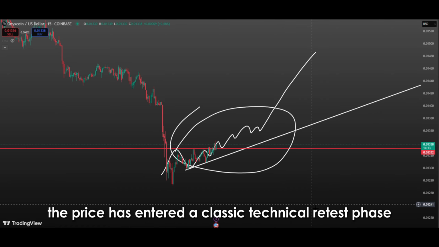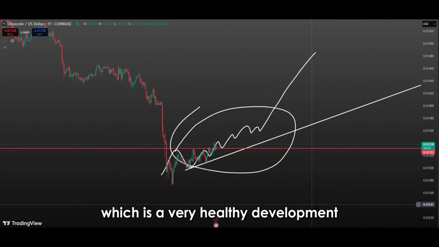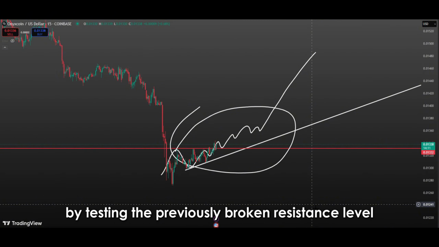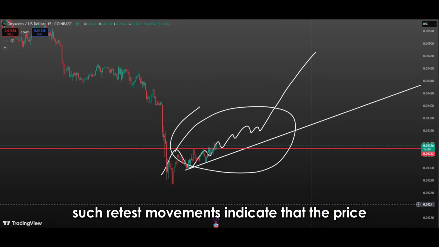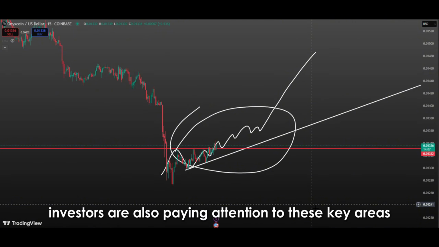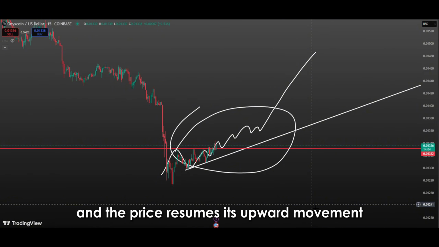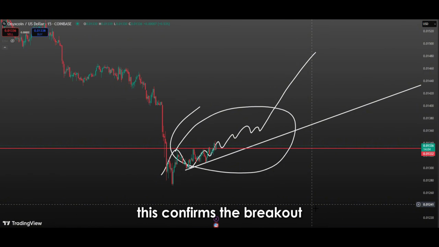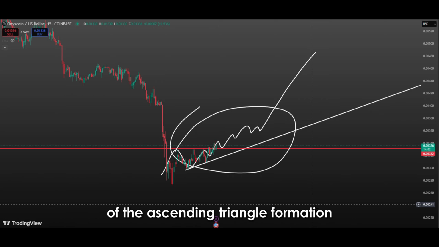Currently, the price has entered a classic technical retest phase following the breakout, which is a very healthy development. By testing the previously broken resistance level and confirming it as a new support, the uptrend gains a more solid foundation. Such retest movements indicate that the price respects technical levels, and that institutional investors are also paying attention to these key areas. If buying pressure re-emerges during the retest phase and the price resumes its upward movement, this confirms the breakout.